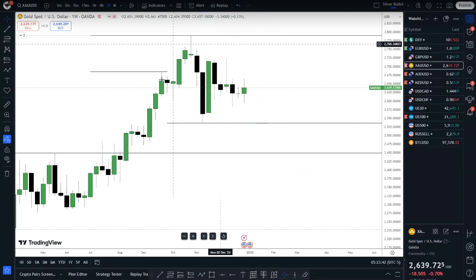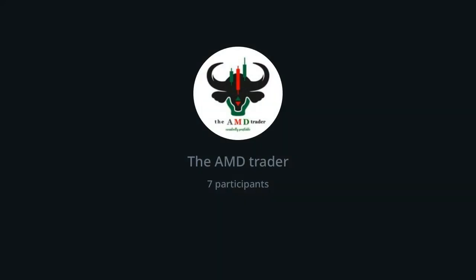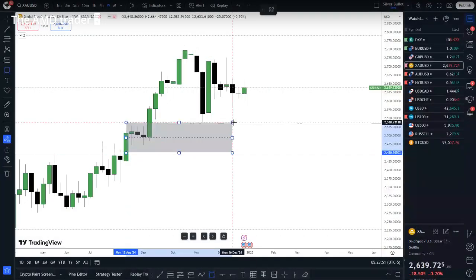Let's break down what we see here. I'm going to remove this and this here. I'm going to put a shaded area here. I don't like when I see so many lines, as in this one. I want to keep it a bit cleaner.